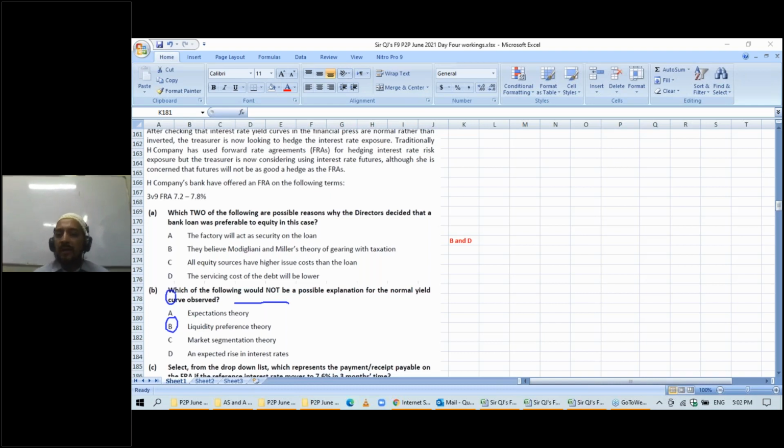No, C is not the answer, because they are not interested in C, and they are talking about saving the interest expense. This is about issue cost. Nowhere in the question have they talked about issue cost or security. That's why I have not taken issue cost and security into consideration. But Modigliani Miller theory directly impacts the interest cost, the tax shield. So I have picked both portions which are affecting the cost.